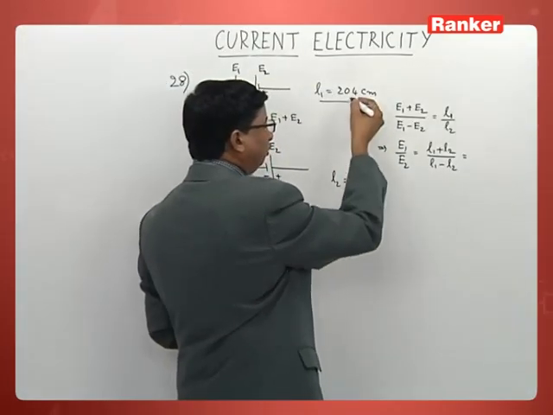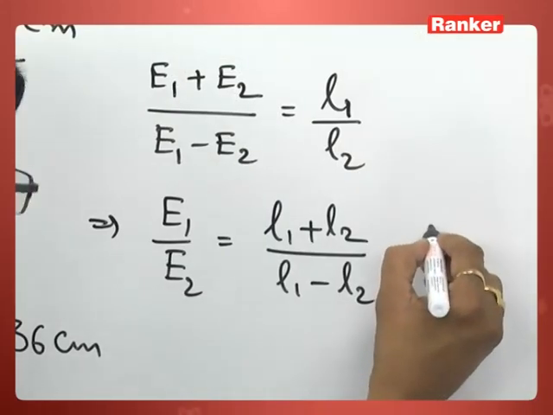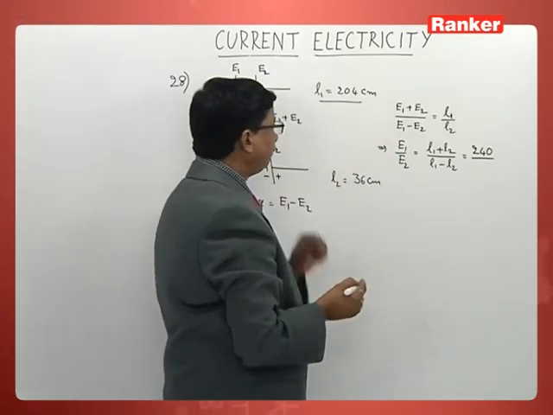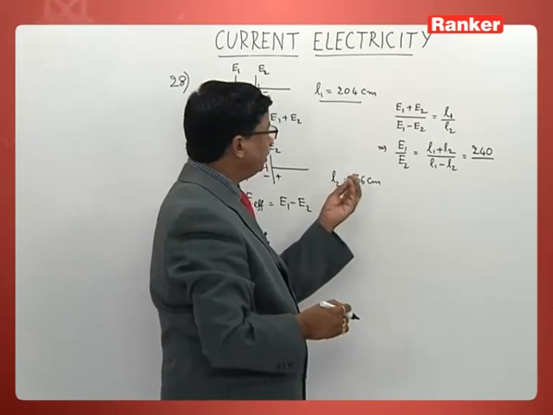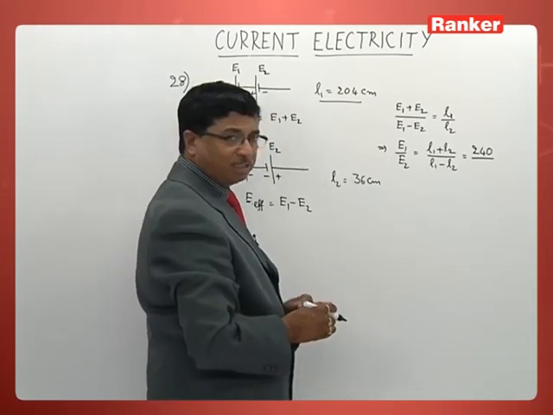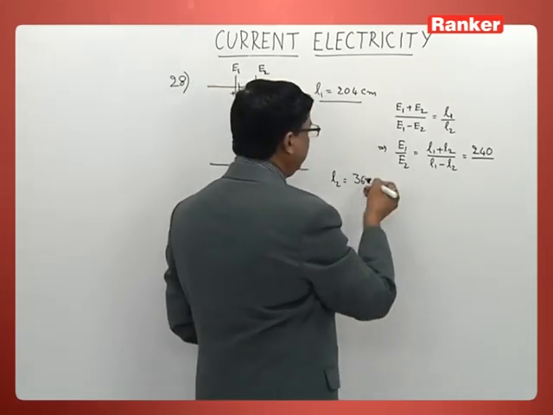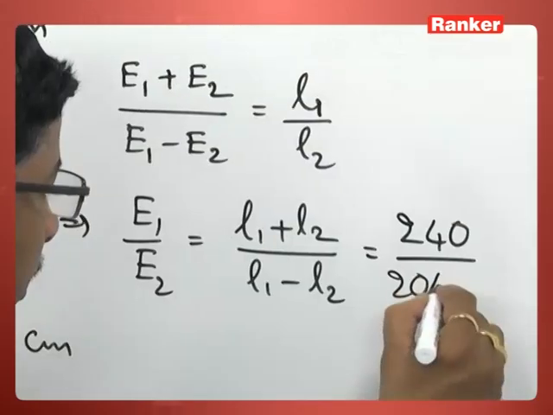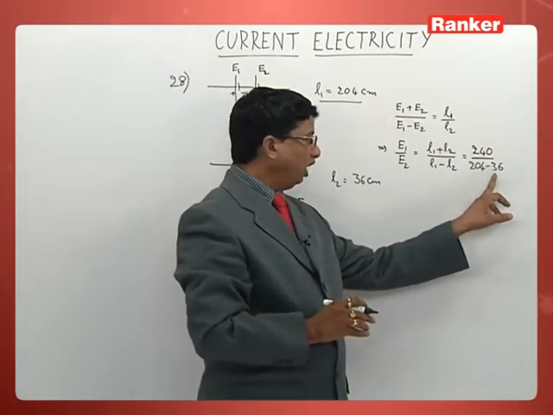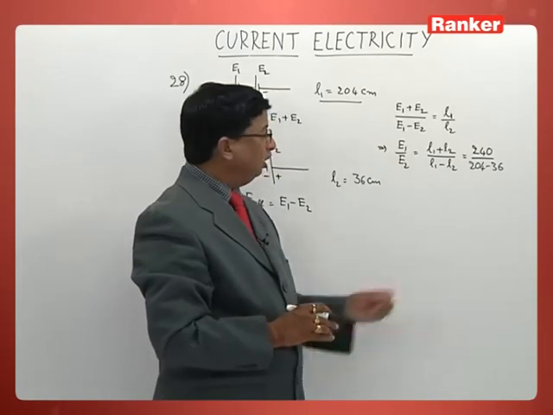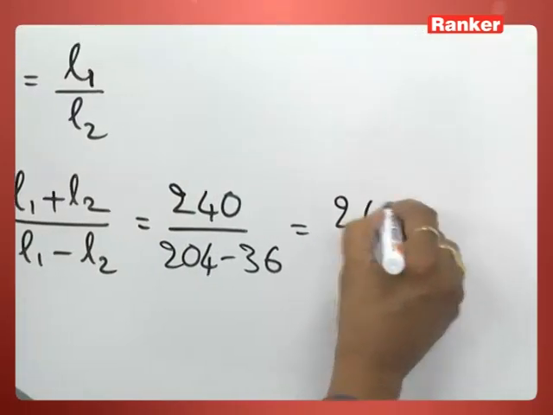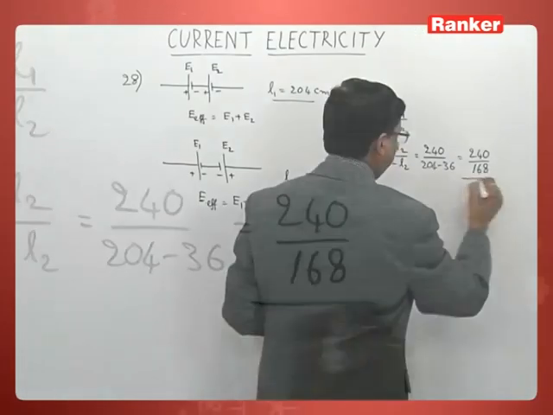What is L1 plus L2? You look at 204 plus 36, that is 240. What is the next one? 204 minus 36. 200 minus 30 is 170. 204 minus 34 is going to be 170. So how much will you be getting here? 204 minus 36 over here, right? 204 minus 34 happens to be 170, no doubt. Now 170 minus 2 again, 168. So 240 by 168. That's what we can write.